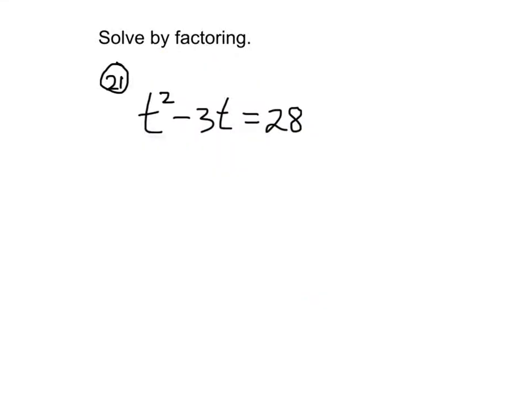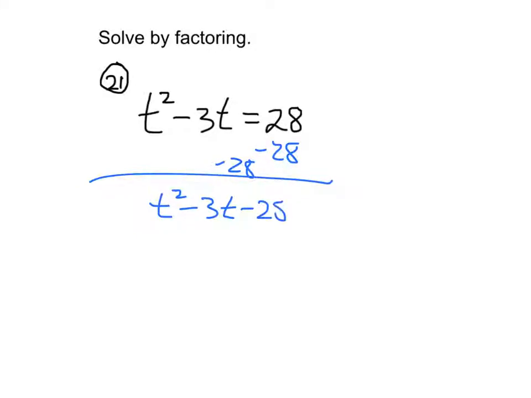In this problem, we have t squared minus 3t equals 28. So the problem has to be set equal to 0. We'll start off by subtracting 28 from both sides of the equation. Then we'll have t squared minus 3t minus 28 equals 0. So this is the problem that we want to factor.